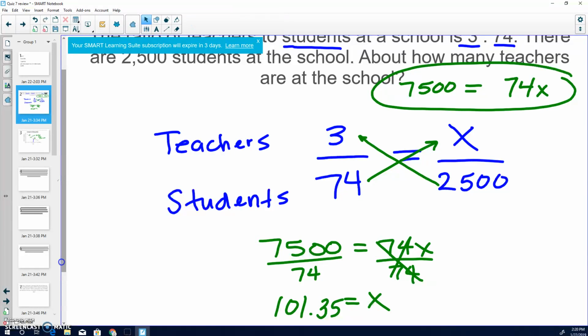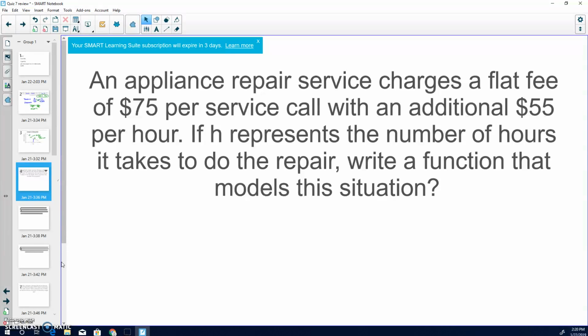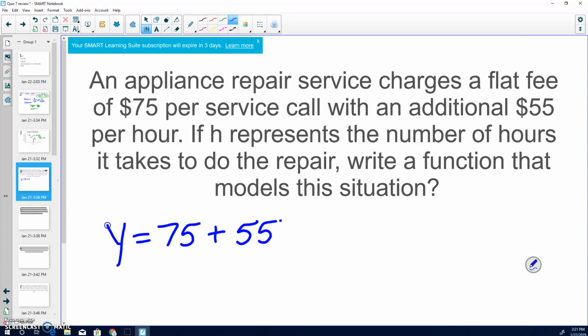2,500 students. An appliance repair service charges a flat fee of $75 per service call with an additional $55 per hour. If H represents the number of hours it takes to do the repair, write a function that models the situation. So how much am I paying the service person to come to my house just to be there? $75. And then, how much do I have to charge them for every hour? $55.